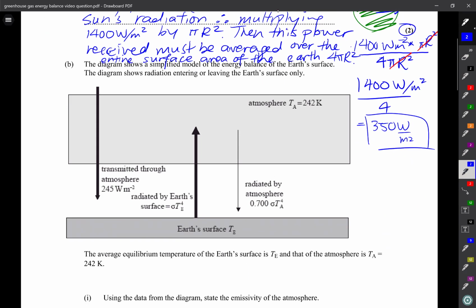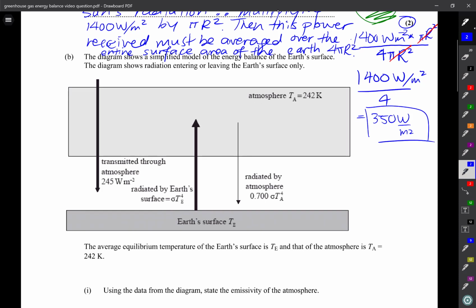Question 1B starts to look at the energy balance equation. The diagram shows a simplified model of the energy balance of the Earth's surface. The diagram shows radiation entering or leaving the Earth's surface only.